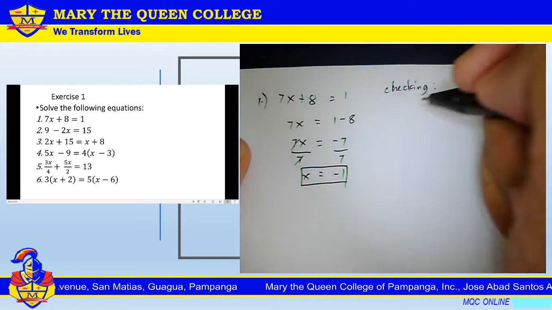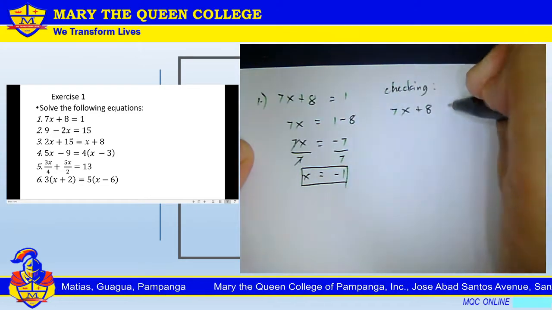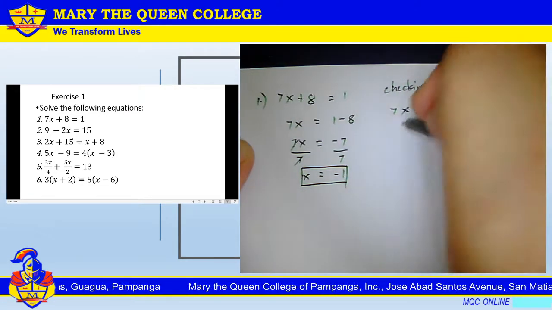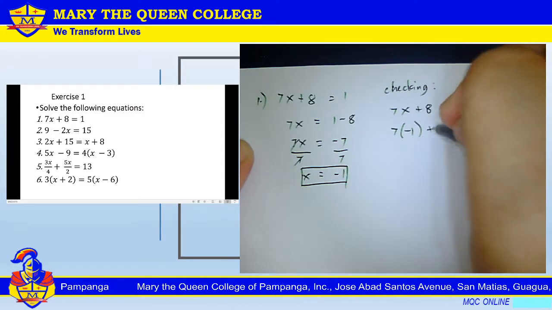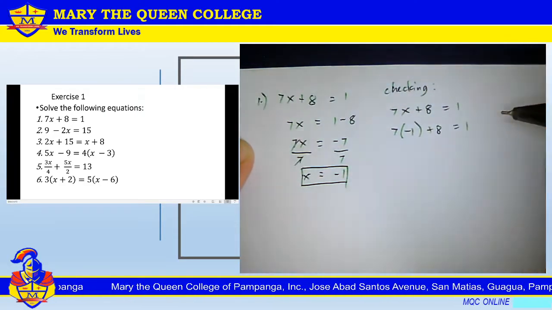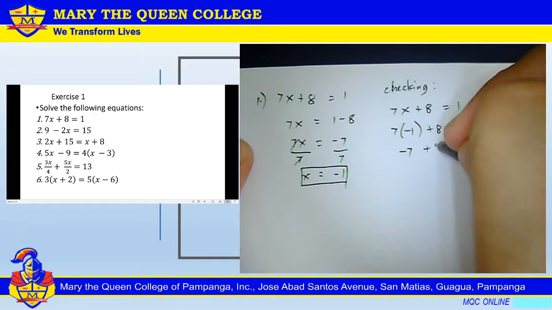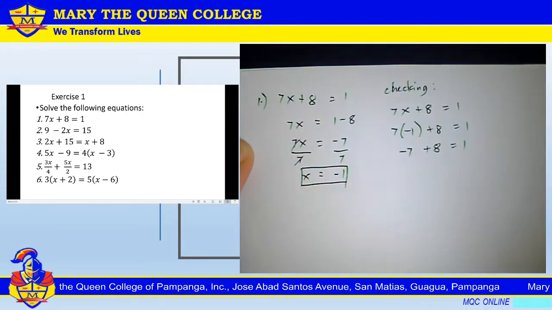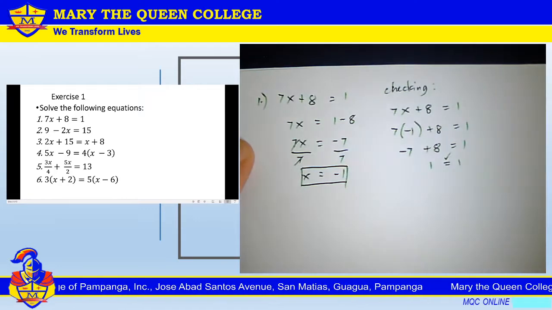Okay, so for this we have to substitute 7x plus 8 is equals to 1. So we have 7 multiplied to negative 1 plus 8 is equals to 1. 7 times negative 1, that would be negative 7, plus 8 is equals to 1. The negative 7 plus 8, that is positive 1, is equals to positive 1.